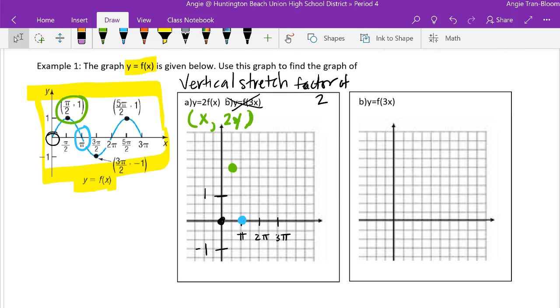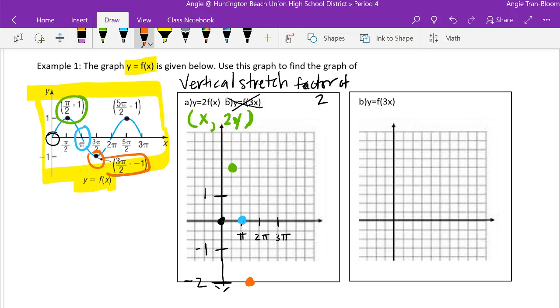Next point, right here at the bottom. 3 pi over 2 comma negative 1 in the parent. What is it now? 3 pi over 2 comma negative 2. I don't have negative 2 in here. I'm just going to extend that. I'm just going to always extend that. Okay, so negative 2 is right here. I'm going to make that an orange dot. I have multiple colors.